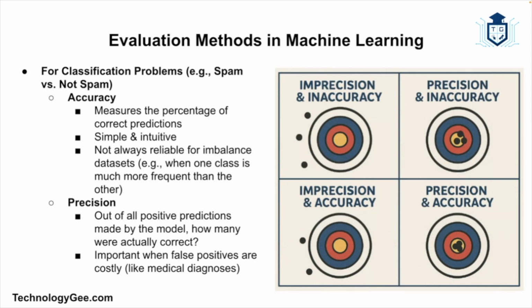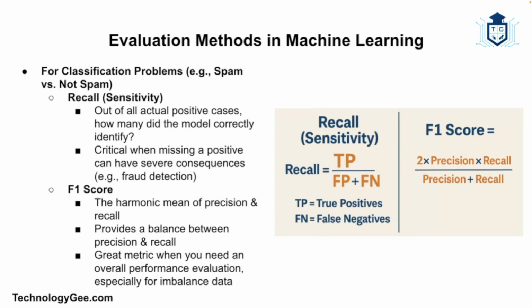Then we have what is called precision. So of all the positive predictions that the model made, how many of them were correct? Now, this is good when false positives are costly, like predicting diseases. Another metric is called recall. So out of all of the actual positives, how many did the model find? Now, this is important when missing a positive is dangerous, like detecting fraud. Then we have what is called the F1 score, and this is the harmonic mean of precision and recall. Essentially, this balances the two, and this is great when you need an overall performance metric.